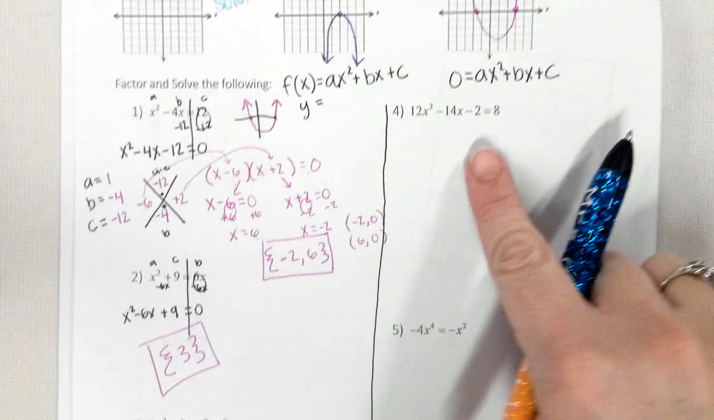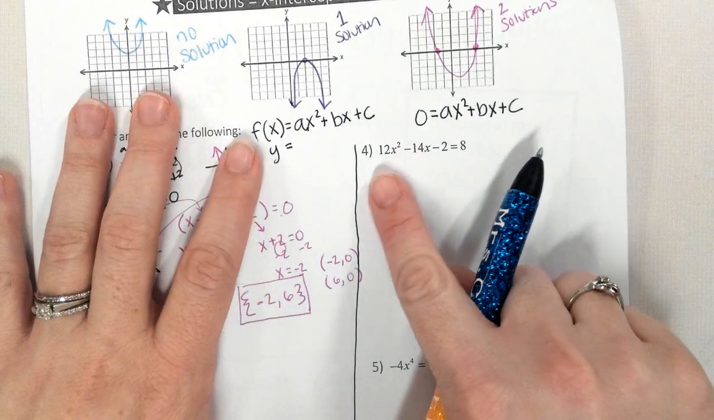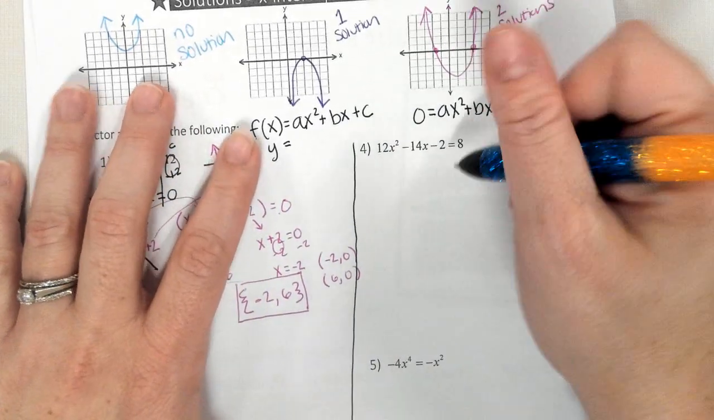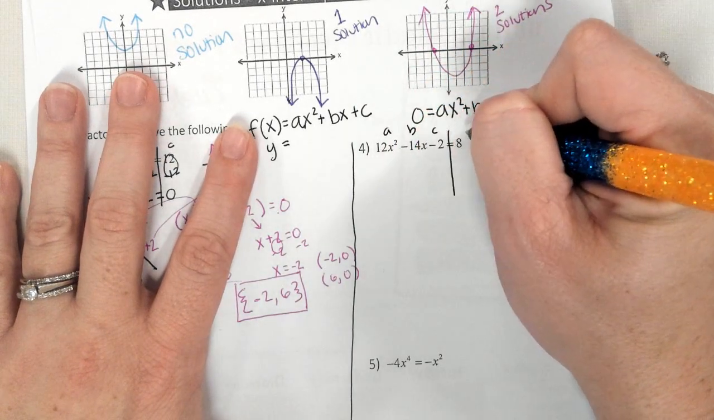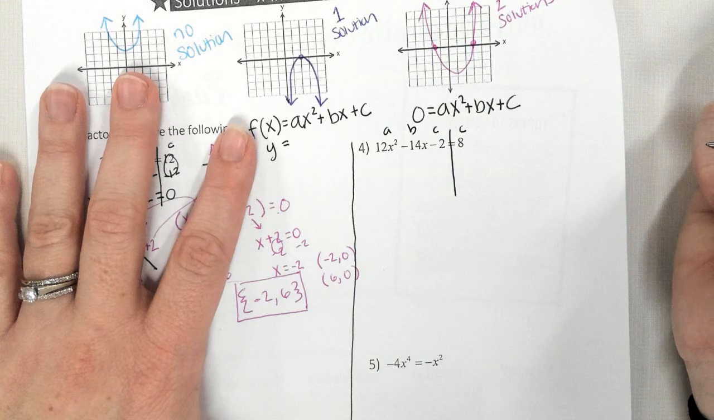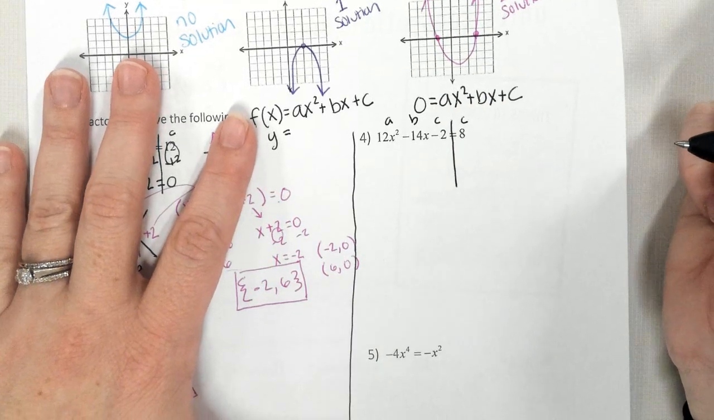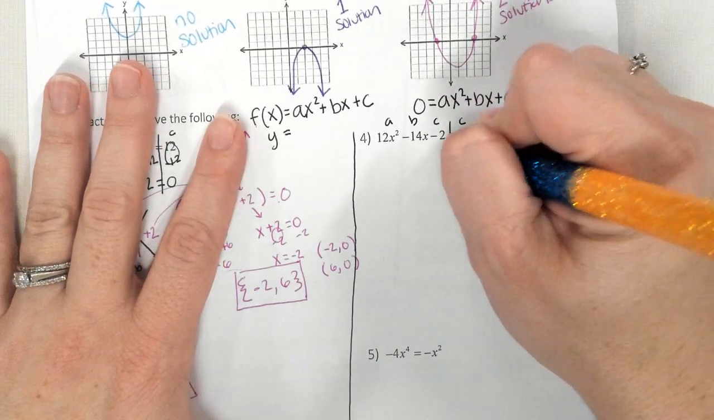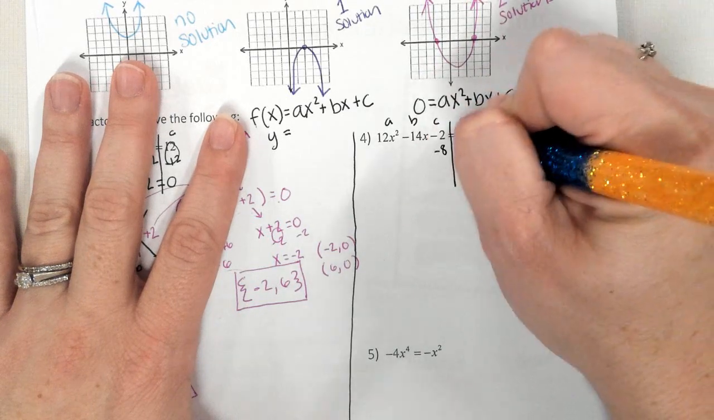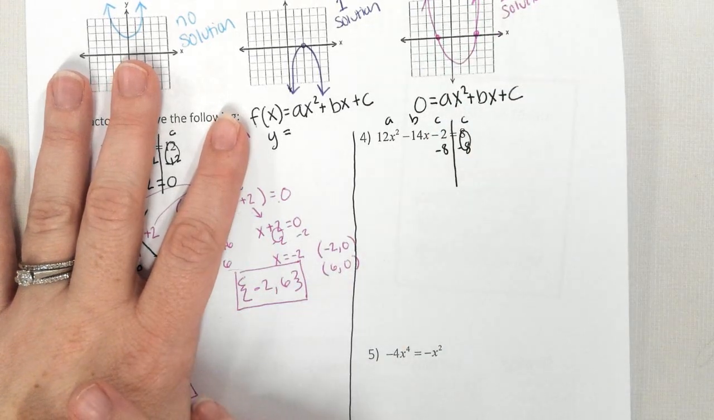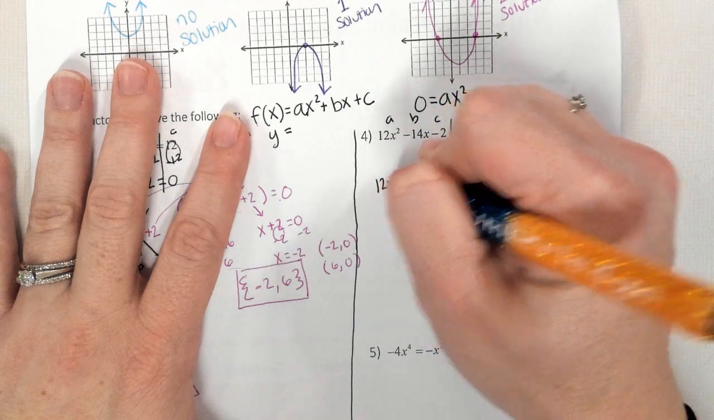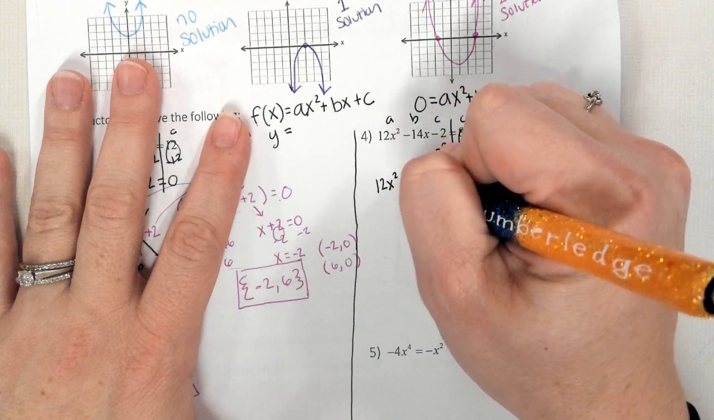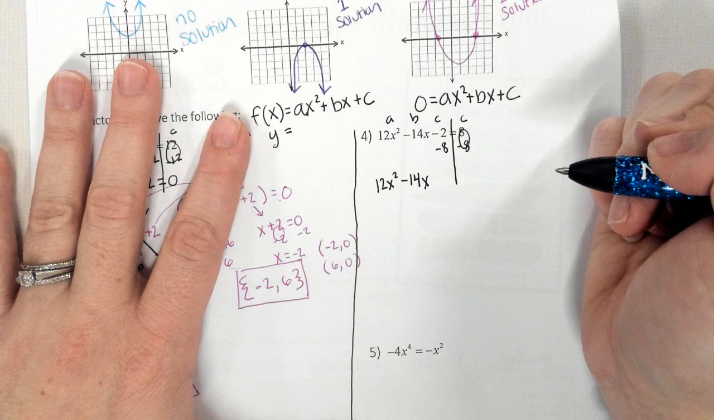Okay, so here I have A, B, C, and then I have the 8 on the other side. Well, what is that 8 going to join? The 2? Yeah, the 2, so it's a part of your C. So what am I going to do to move the 8? Minus 8. That's its like term, so that's where I'm going to line it up. And I'm going to bring down my 12x squared minus 14x. And what's negative 2 minus 8? Negative 10.